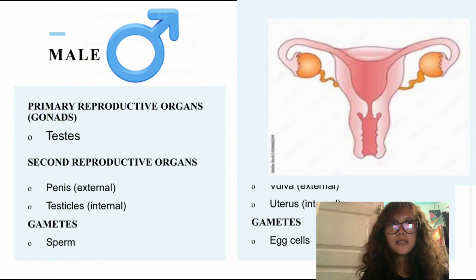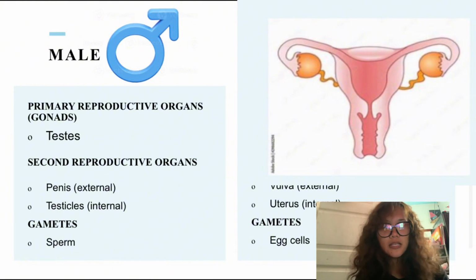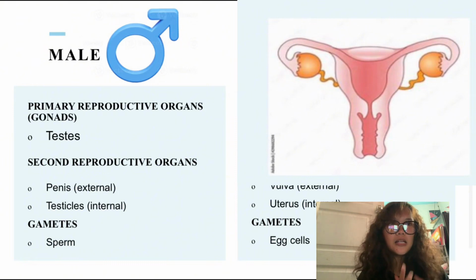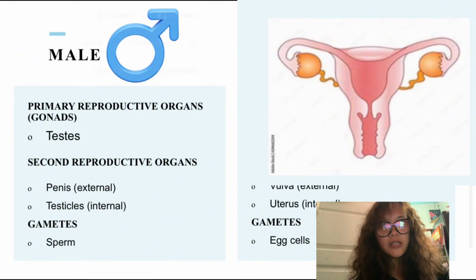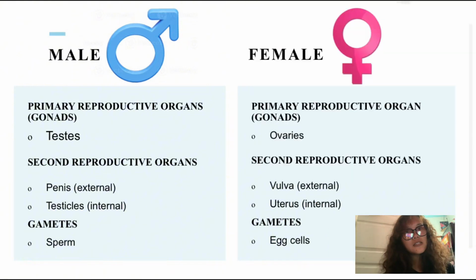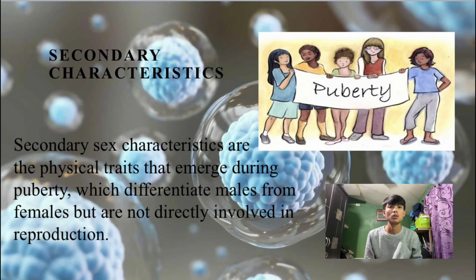And for the females, the primary sex characteristics include the ovaries, which are internal organs that produce egg cells and the hormone estrogen. Next is the uterus, where a fertilized egg can grow during pregnancy. And lastly, the vulva, which is the external part of the female reproductive system. These reproductive organs are present from birth and develop further during puberty, playing a key role in biological differences between male and female bodies.